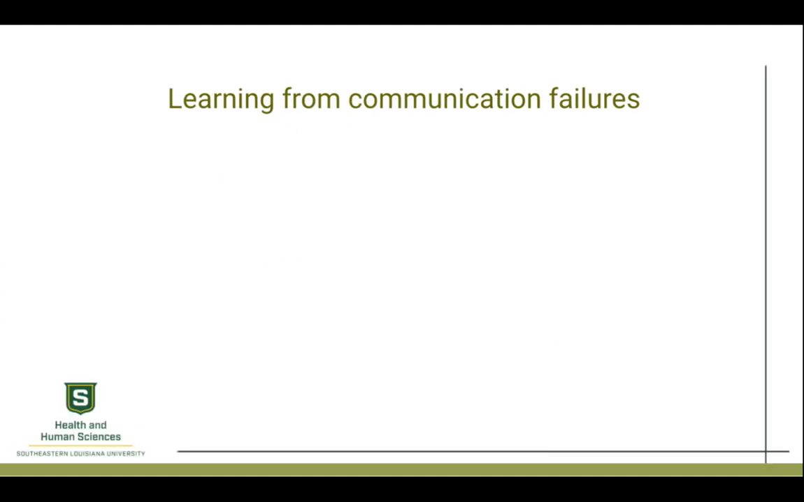So what do you need to learn from communication failures? First of all, you want to avoid establishing a dependent relationship with patients in such a way that patients are hanging on to your every word, whereby it feels as if they are not able to function without you being there to direct their actions.